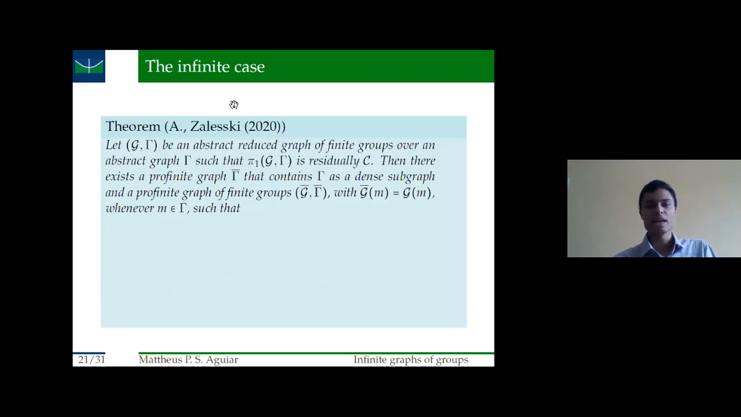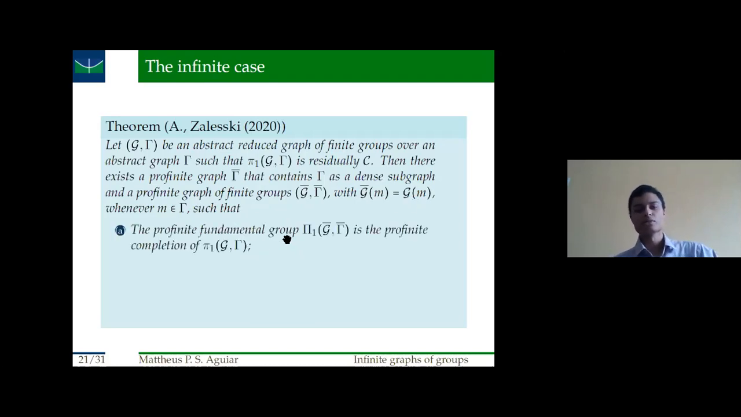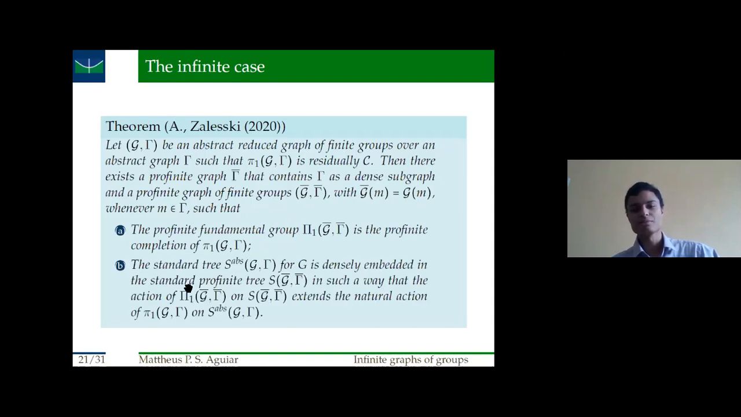So the answer is yes, and it's this theorem with Zalesski: if G, gamma is an abstract reduced graph of finite groups, with an abstract graph gamma, such that the fundamental group is residually C, then there exists a profinite graph that contains gamma as a dense subgraph, and a profinite graph of finite groups G bar, with G bar_M equal to G_M, such that the profinite group is the profinite completion, and the standard tree is densely embedded in the standard profinite tree, in such a way that the action extends the natural action in the abstract case.